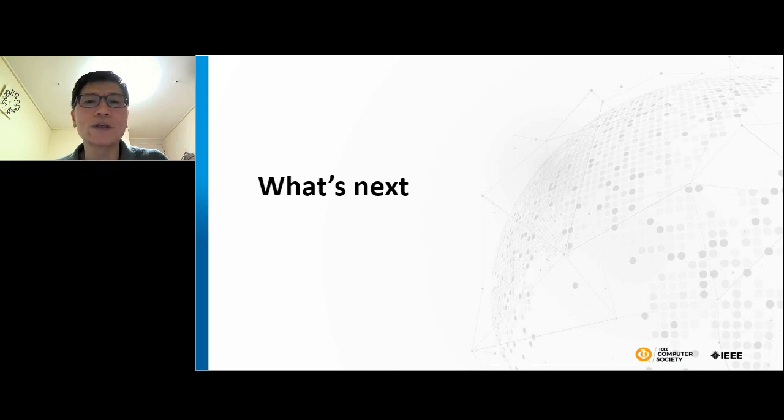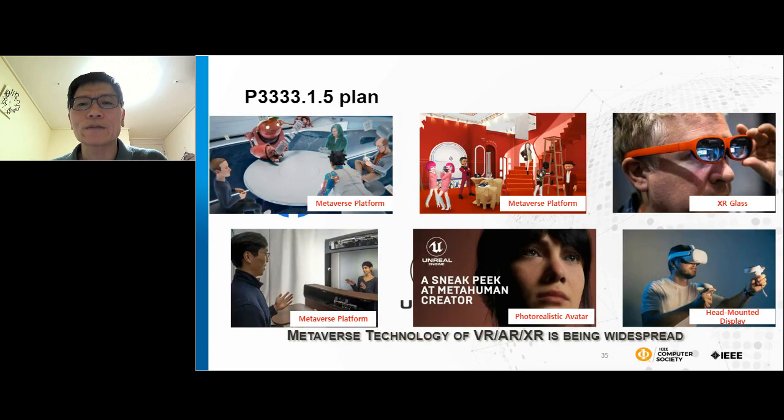Okay, so let me go over what's next. Actually, we now migrate from some visual computer image processing to computer vision, and now we are migrating to computer graphics. So nowadays, the metaverse platform will be popular, and a lot of different types of XR glasses are coming out, and also the avatar is a different story. So this avatar looks like a human. It's not. It is quite.